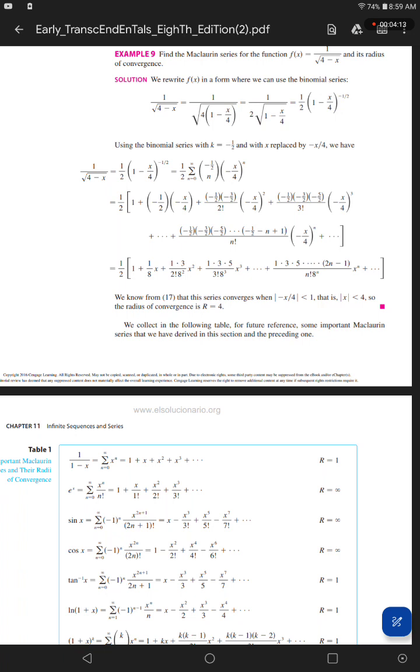We know from equation 17 that the series converges when the absolute value of negative x over 4 is less than 1. That is, the absolute value of x is less than 4. So the radius of convergence is R equals 4. We collect in the following table for future reference some important Maclaurin series that we have derived in this section and the previous one.